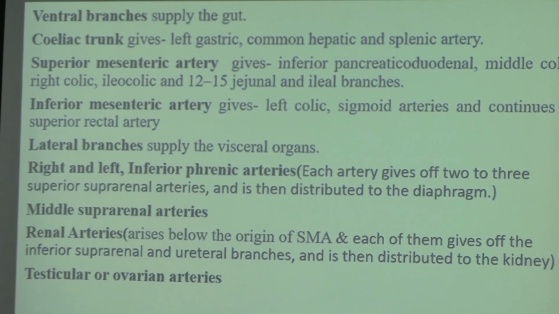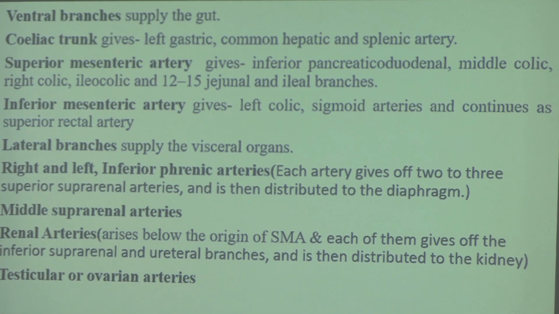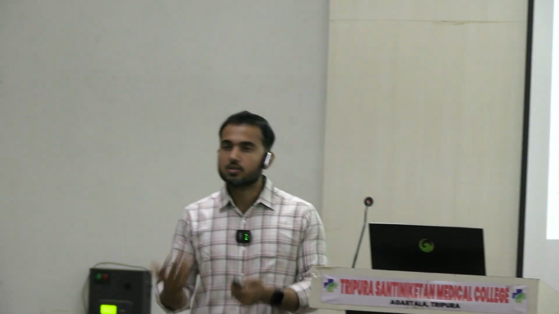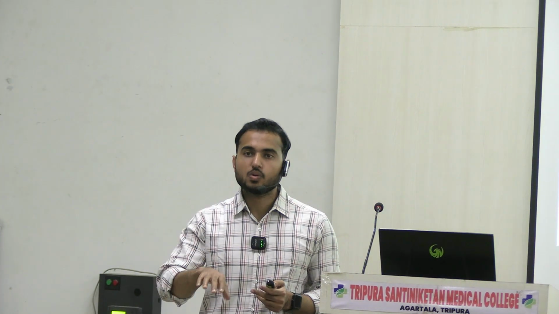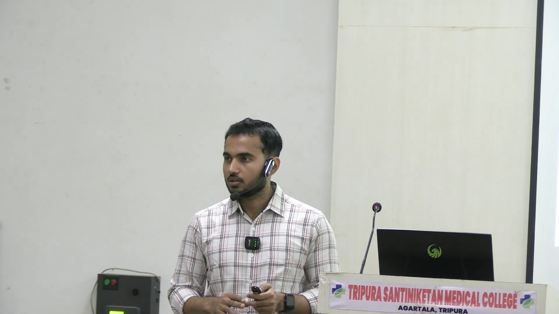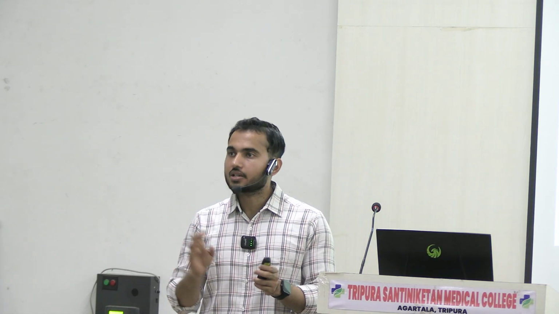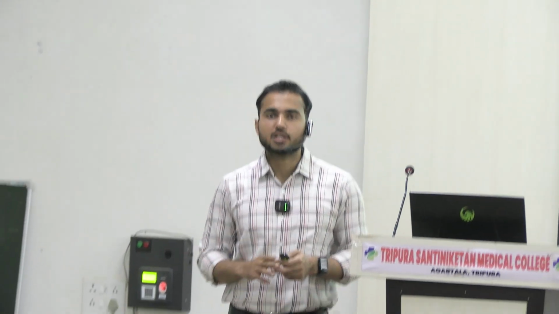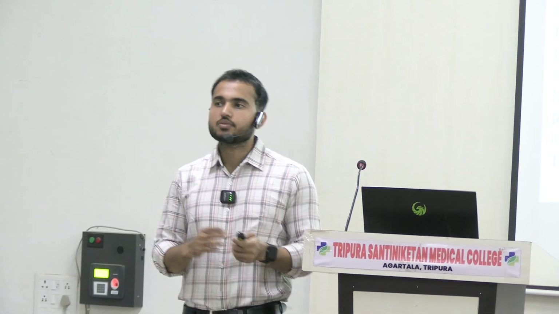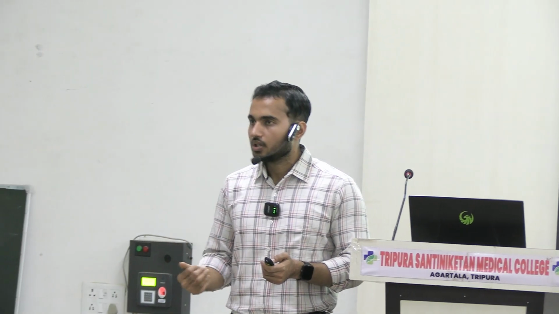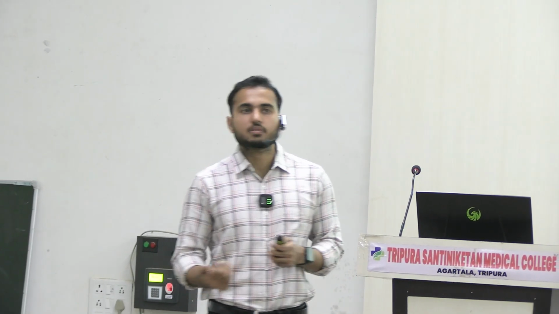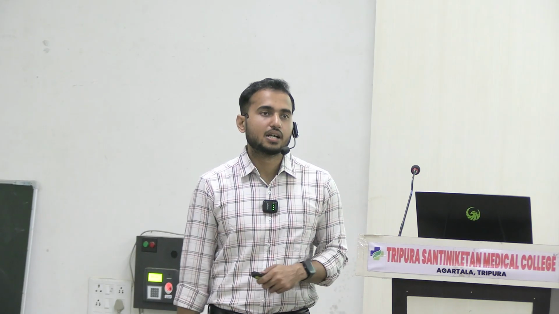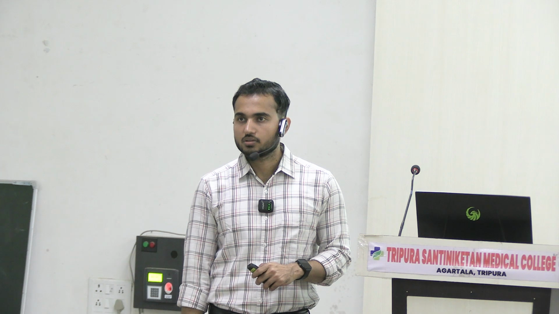Always keep that in mind: whenever an artery is there, you have named the branches. Now what will be the function of those branches? They will go and supply a particular area. They are carrying the blood, which means they will carry the blood and supply a particular area. Now which areas are supplied by which branches, that you have to know. What about the ventral branches? The ventral branches will supply the gut, or you can also say the abdominal part of the intestine.